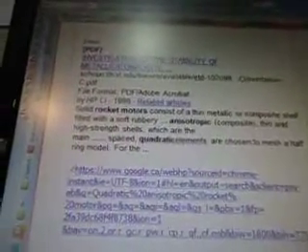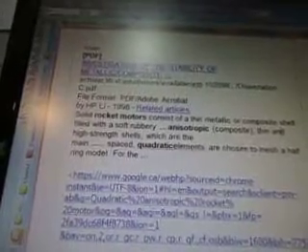It's another PDF file from H.P. Lee. It's solid rocket motors consist of a thin metallic or composite shell filled with a soft rubbery anisotropic composite, thin and high strength shells, which are the main space. Quadratic elements are chosen to mesh a half ring model. Okay, so that's one came up there.